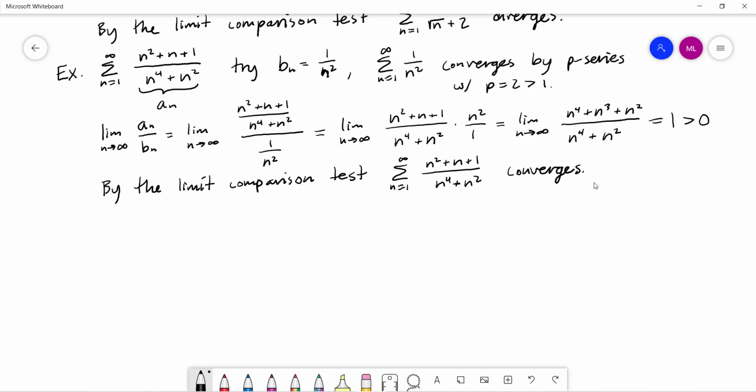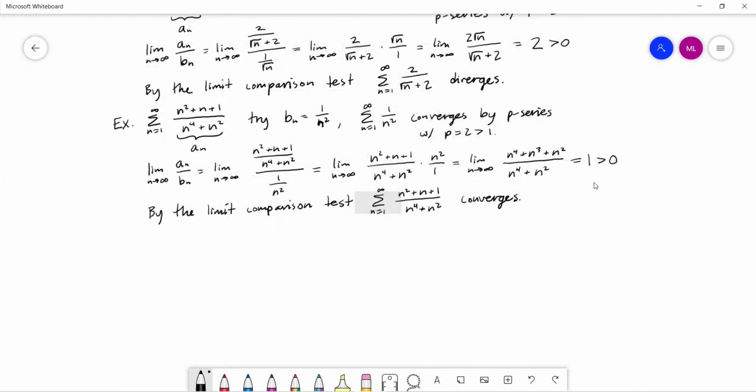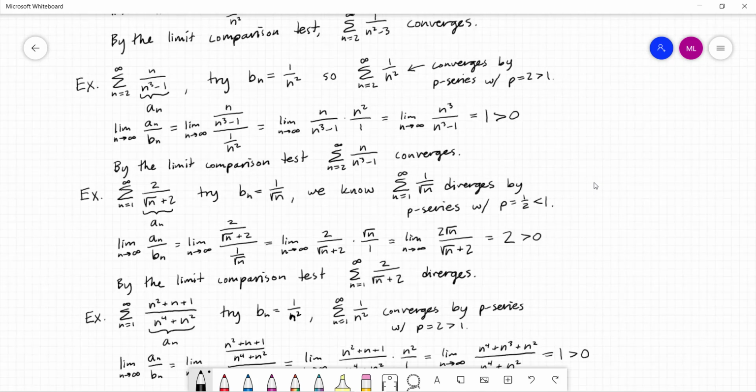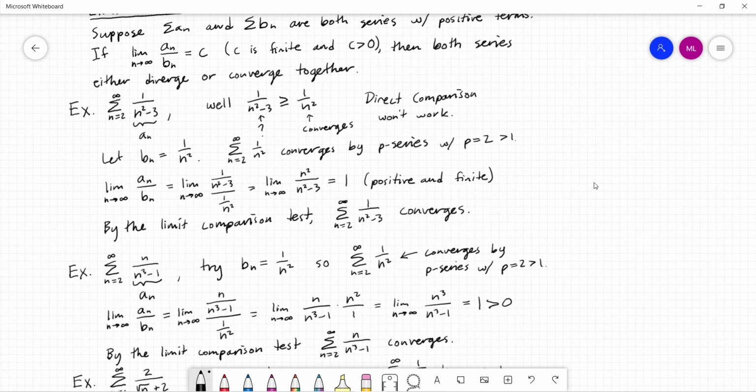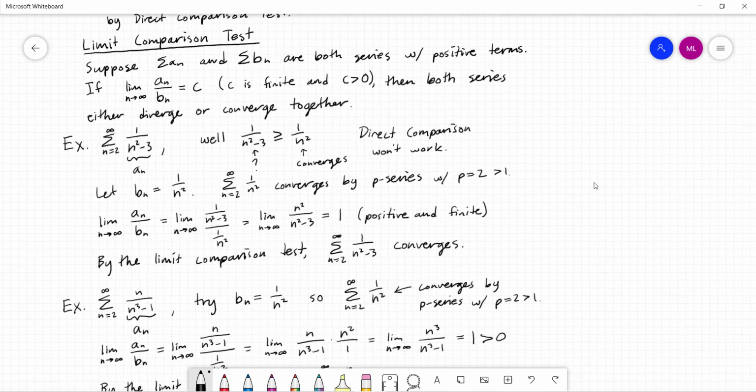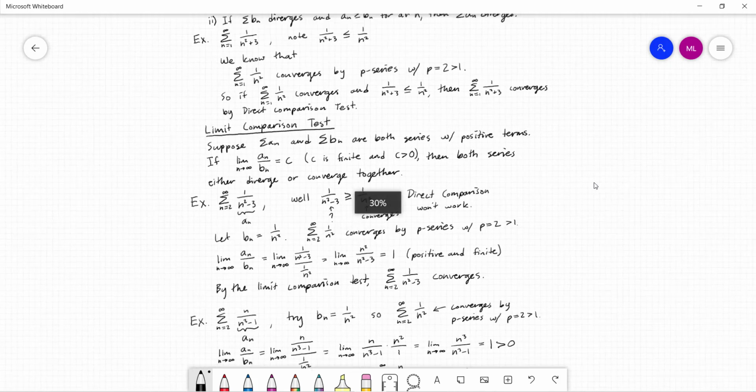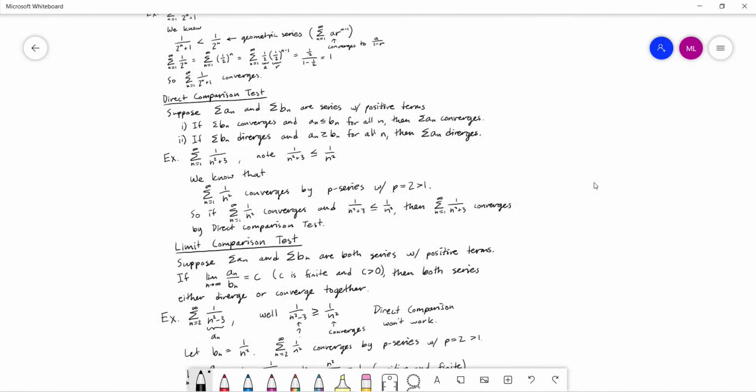Okay, so hopefully you start to get the hang of those as you see them. This last part isn't something that's from the book, but I think it's probably the most important takeaway from this. The idea of comparing an unknown series to one that we do have known behavior for is really important. So when possible, the direct comparison test is super simple.